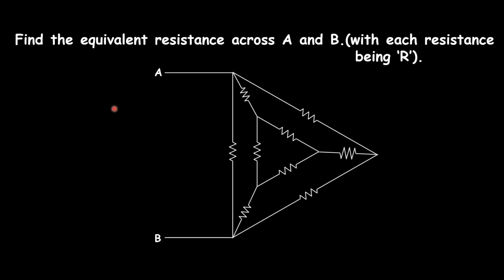Hello friends, today we are going to discuss an interesting question which is also a previous year question of GATE. Try to pause the video and read it. The question is: find the equivalent resistance across A and B, with each resistance being R.